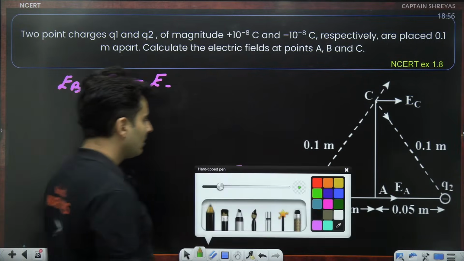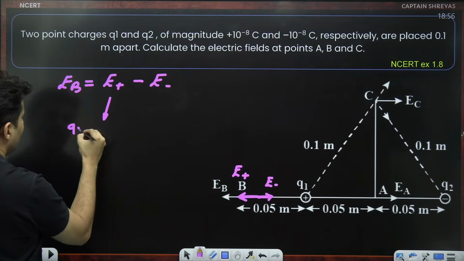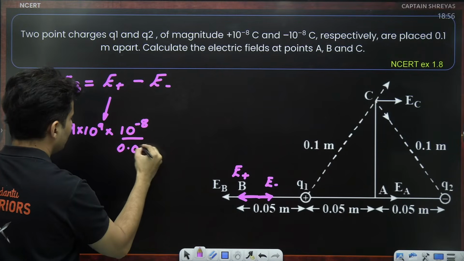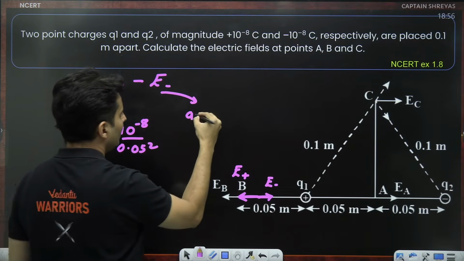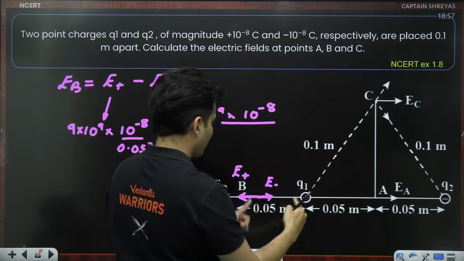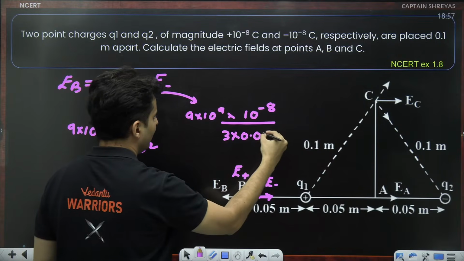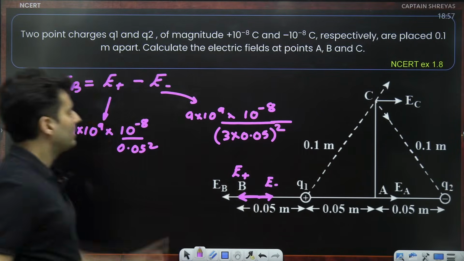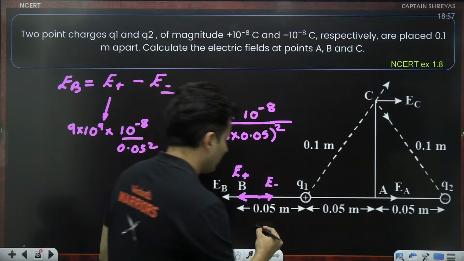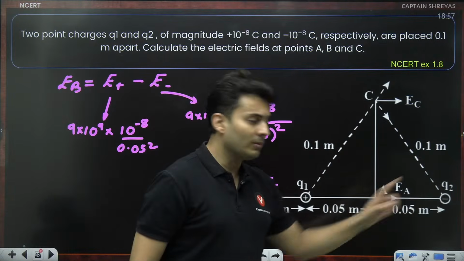What about EB? How much is E positive? How much is E negative? This distance is 0.05, so it will be 9 into 10 to the power 9 into charge, which is 10 to the power minus 8, divided by distance, which is 0.05 squared. How much is E negative? 9 into 10 to the power 9, charge is 10 to the power minus 8, magnitude only, distance is 3 times 0.05, whole squared. That's it. Substitute these two, subtract them, you will get the answer for EB. Is that clear? Remember, this 3 times 0.05 is the distance of this point from the negative charge.